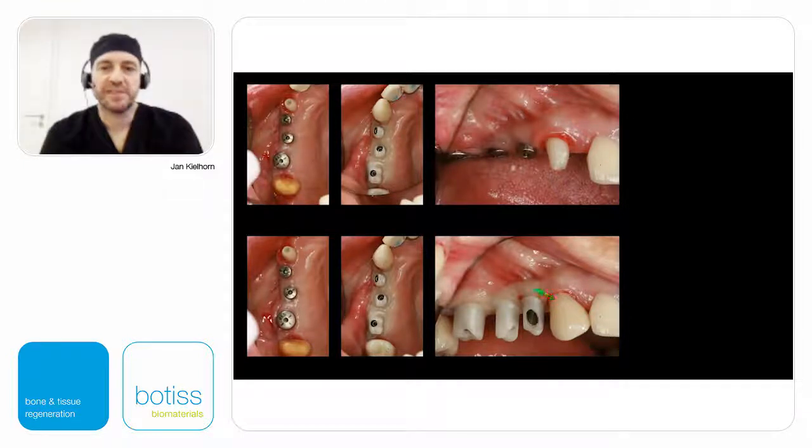After that, you see that after a very nice healing of the gingiva, we placed individual abutments made from zirconium oxide, and you see that we now got a very nice keratinized zone of soft tissue around our implants to have very stable conditions also long term.